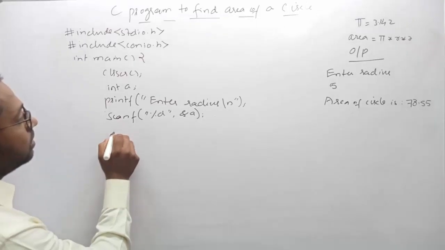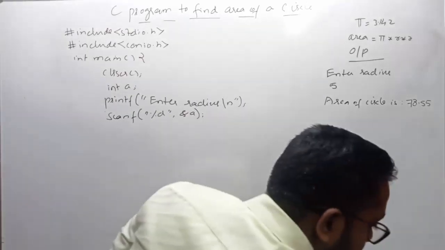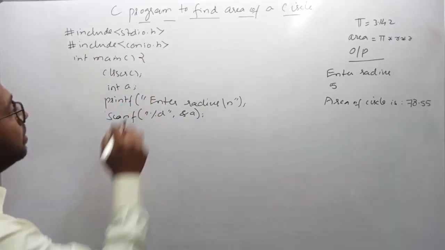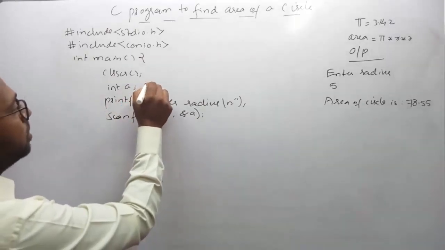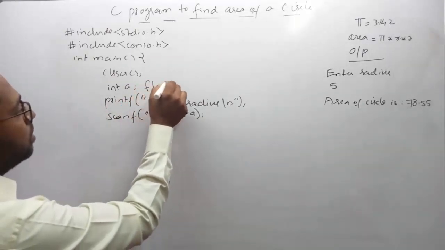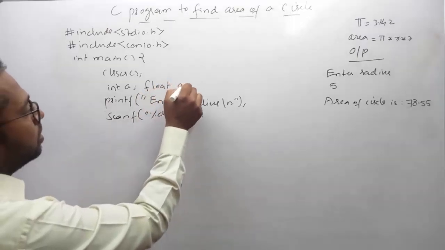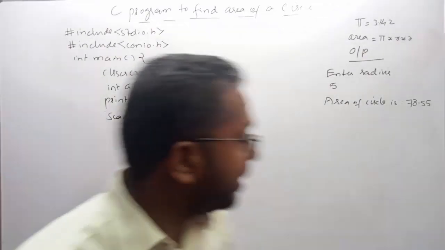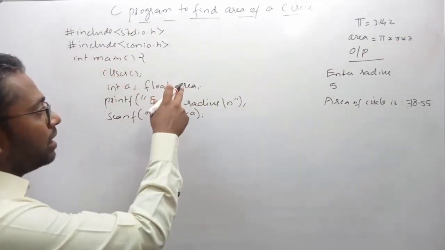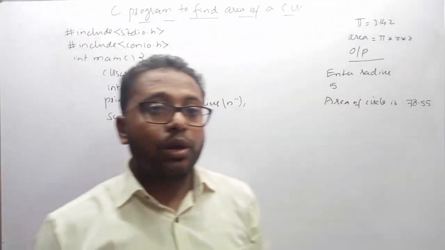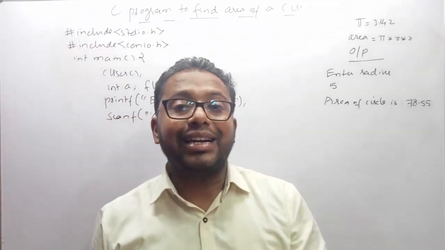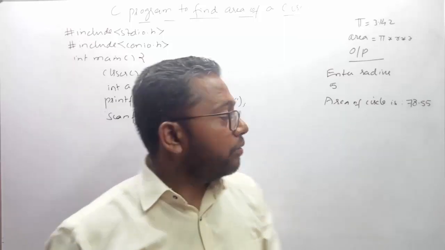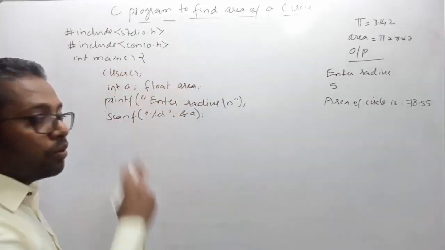Next, area. Yes, one more variable I need to create. Let me create it here. Float area. Here I have created one more variable, area, of type float, because we will be getting the output in decimal. So to store that decimal value, we must create a float variable.